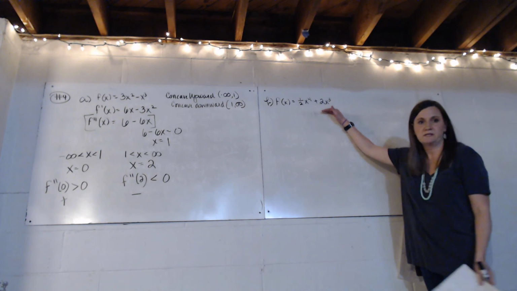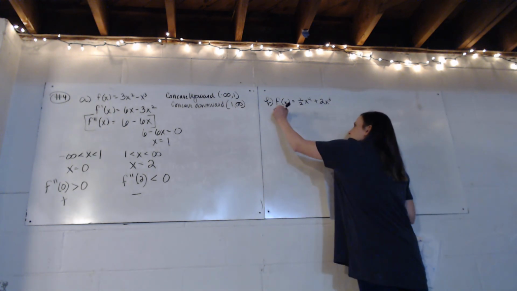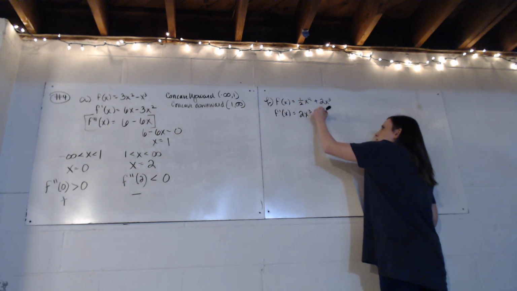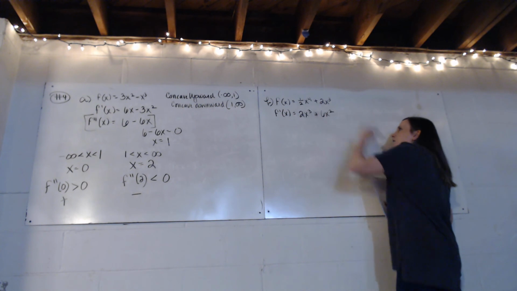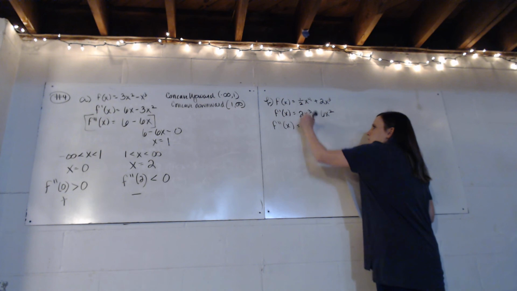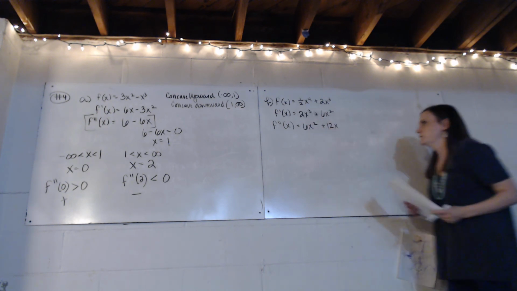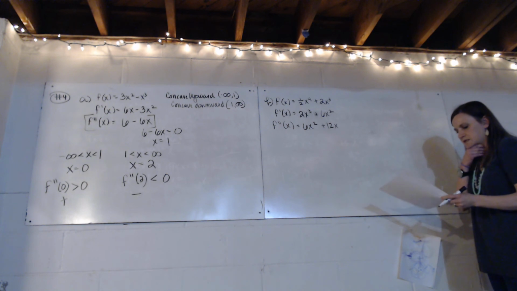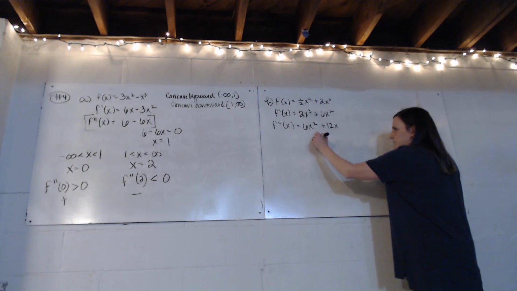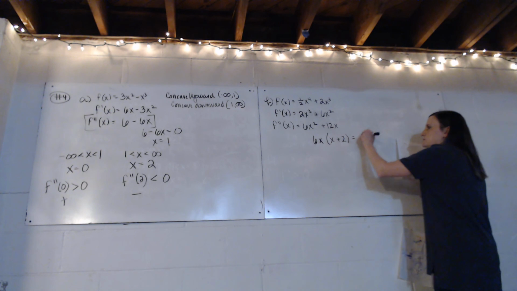So let's do the same exact thing here. We take our first derivative. The first derivative is equal to 2x cubed plus 6x squared. And then we find our second derivative. This would be 6x squared plus 12x. We want to look at where that second derivative is 0. So I'm going to factor out a 6x, and say 6x times x plus 2 is equal to 0.